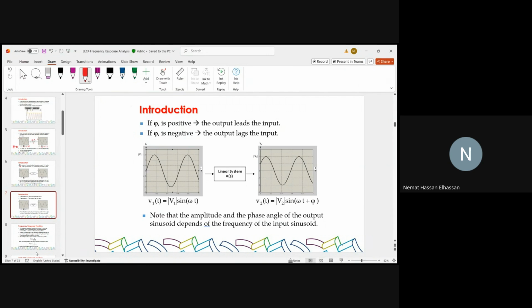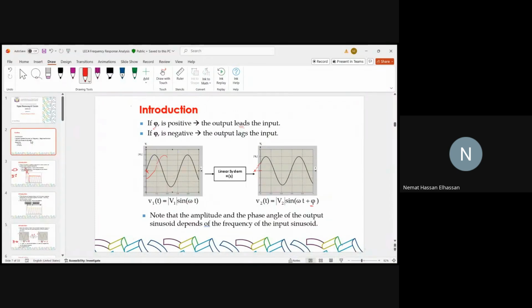Now, there are things to keep in mind. If the phase shift phi is positive, that means your output is leading your input, which means that in comparison to the input sinusoid starting at 0, the output starts at a prior point. If phi was negative, the output is lagging the input, which means it will start at a later point in time. These are all things that we've already discussed, so this is just a recap of previous things.